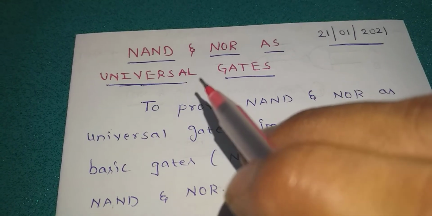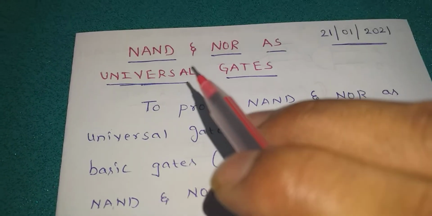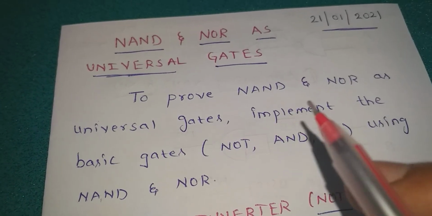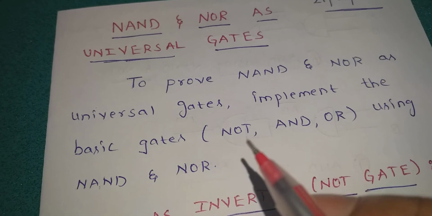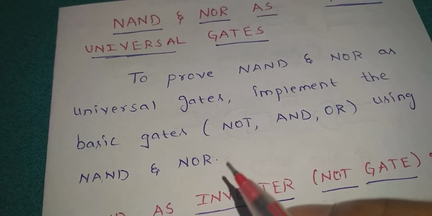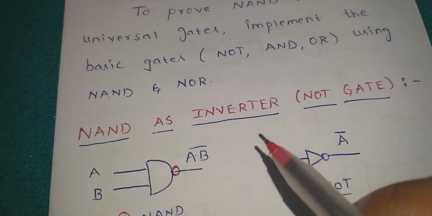Today we are going to discuss NAND and NOR as universal gates. That means why NAND and NOR are called universal gates. To prove NAND and NOR gates as universal gates, we have to implement the basic gates. That means NOT gate, AND gate and an OR gate using NAND and NOR gates. Is it clear? Now we will see NAND as an inverter.